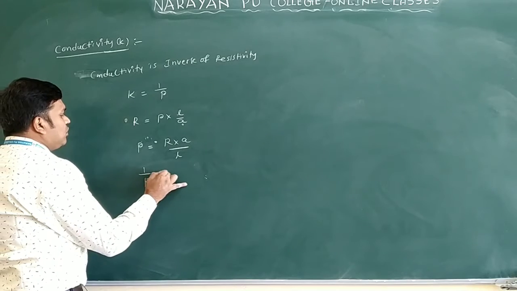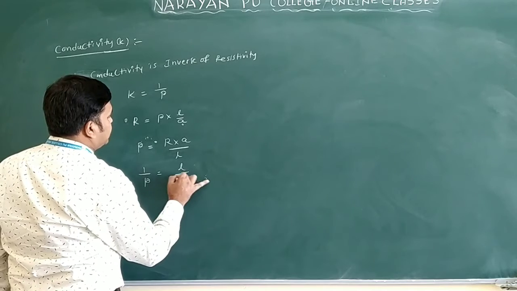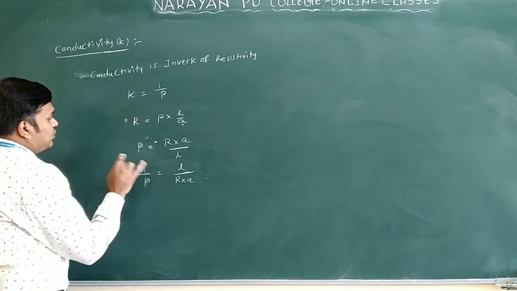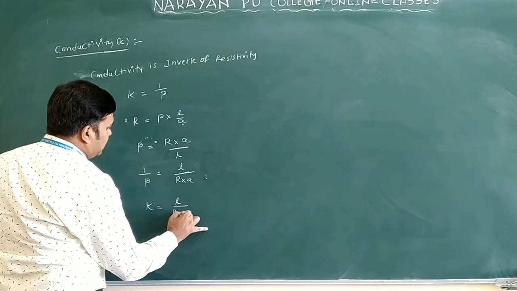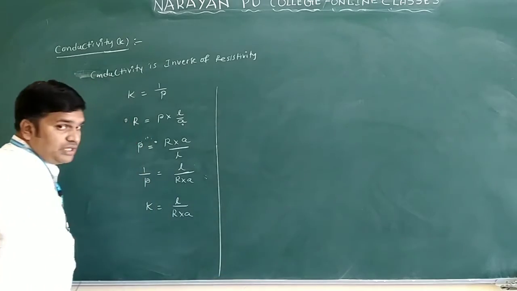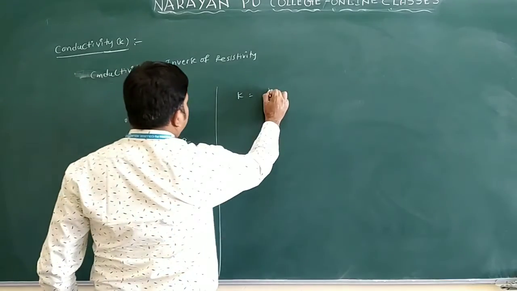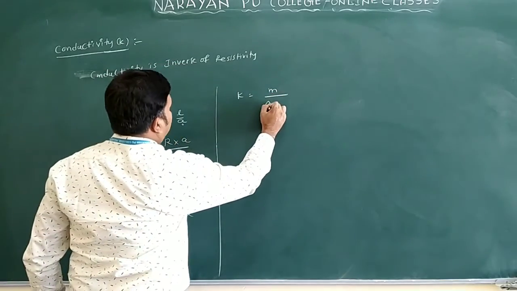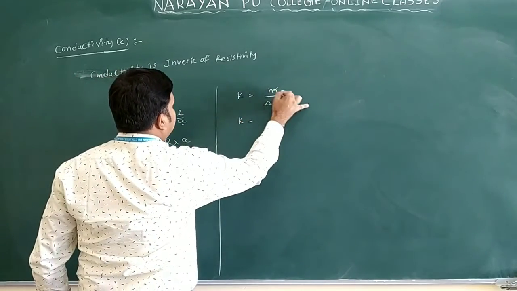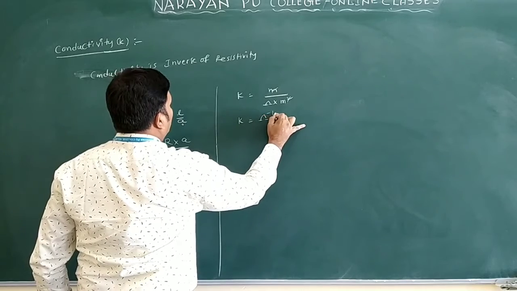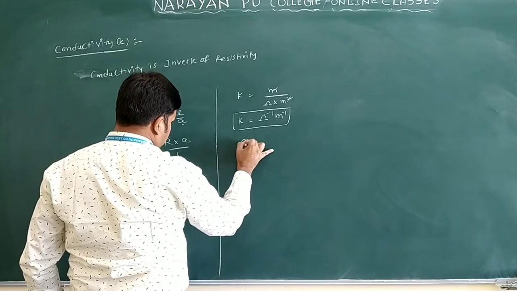Suppose I want to write 1 by rho. What do I get here? K is equal to L by R into A. The units of length are meter, resistance is ohm, and area is meter square. So the meter and meter square cancel, and you will get ohm inverse and meter inverse.